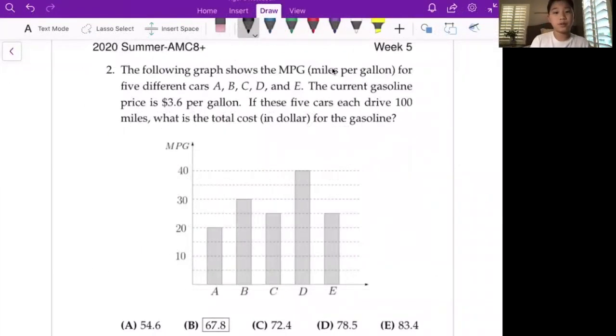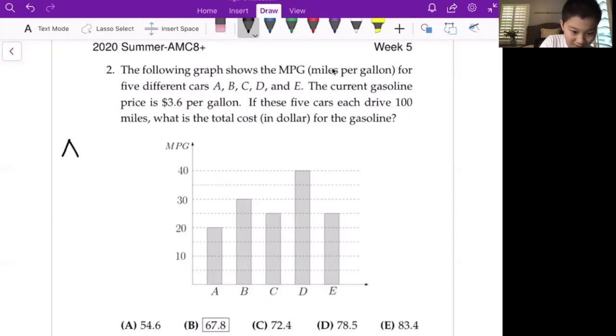Problem number 2. The following graph shows the MPG, miles per gallon, for 5 different cars A, B, C, D, and E. The current gasoline price is $3.6 per gallon. If these 5 cars each drive 100 miles, what is the total cost in dollars for the gasoline? So we see a relationship between the number of gallons and the price. And we see a relationship between the miles driven and the number of gallons used in the graph. So let's figure out the number of gallons used for each car.